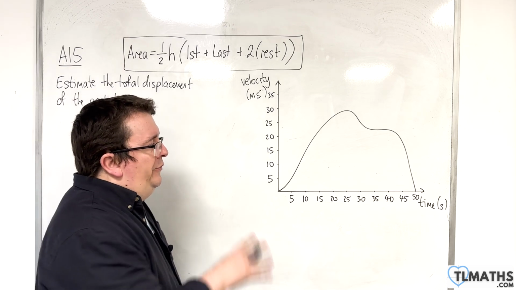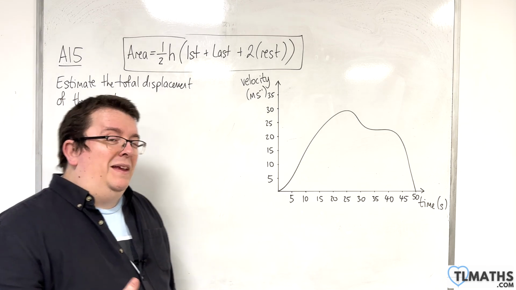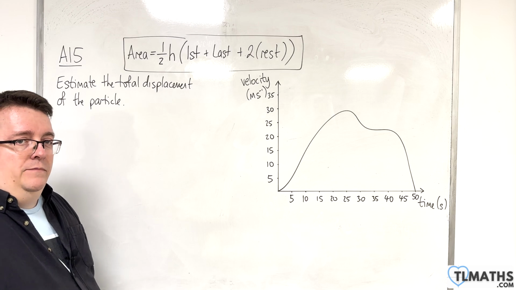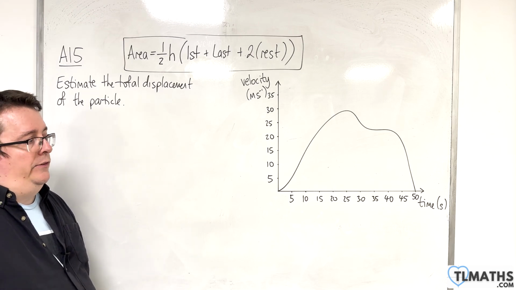Now, of course, if this was on graph paper, you could count the squares, but it might be quite laborious to do that. So the trapezium rule will probably be a good way of estimating this.